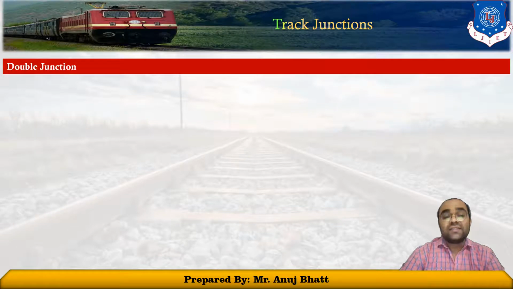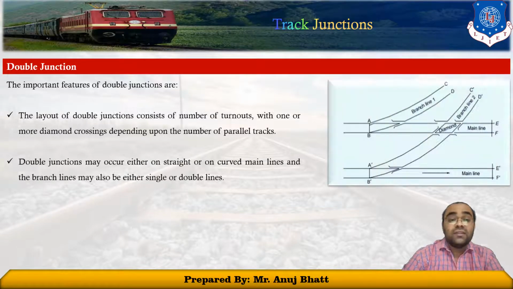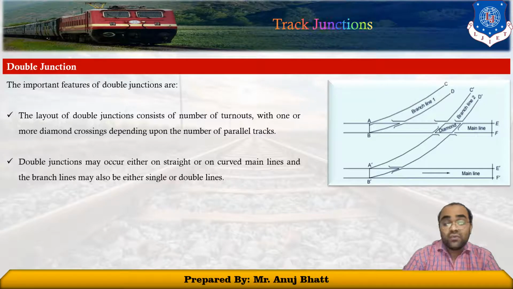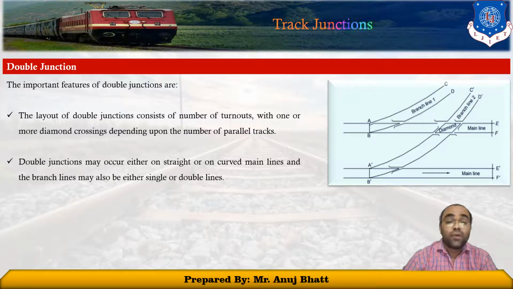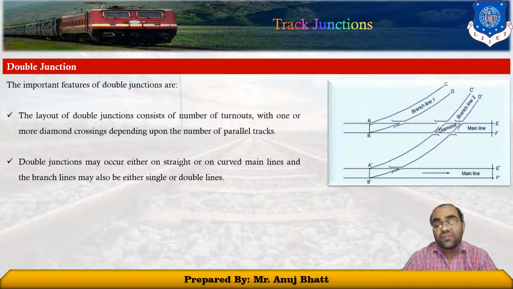The next one is the double junction. The important feature of such a double junction is that the layout consists of a number of turnouts with one or more diamond crossings, depending upon the number of parallel tracks available. These double junctions may occur either on the straight track, or can also be provided at the curved main lines or the branch lines.